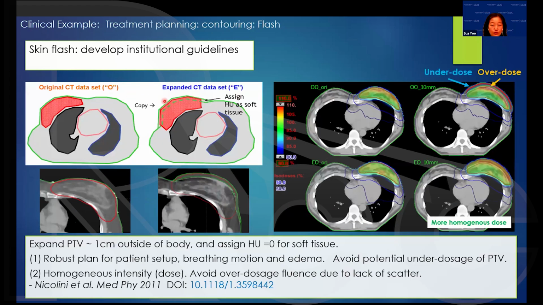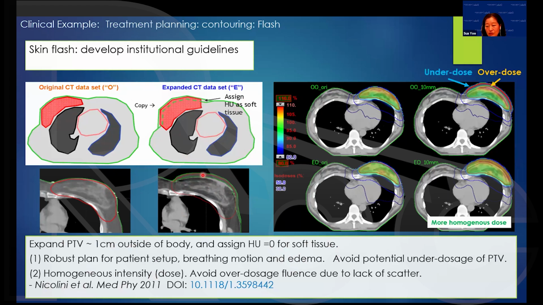How about VMAT? How do we handle skin flash for VMAT? There are some different references on how to handle it. So this specific reference, Nicolini, suggests extending the PTV 1 cm and having the body include this fake PTV. So this is the actual PTV, expanded 1 cm, and the body should include that. And this layer, instead of air, they put a 0 HU value, 0 HU or -100, just like soft tissue. Then run optimization and calculate.